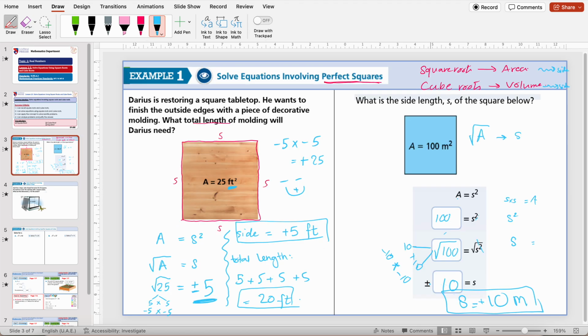Miss, do we have to write positive and negative? Yes. Do we have to write the one with meters only positive? Yes, of course.